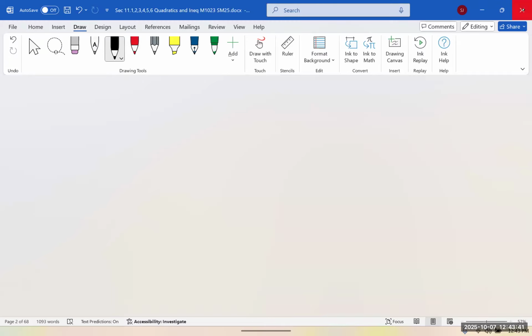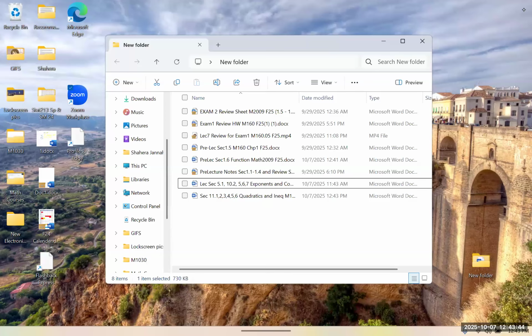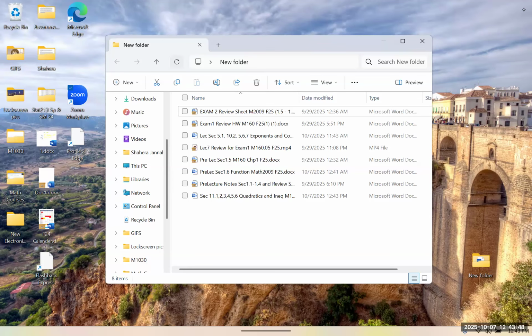Now this one is not working, so let me restart. Give me 1 second, let me restart this again. I don't know why, it always gives me this issue. Which one am I doing? This one.